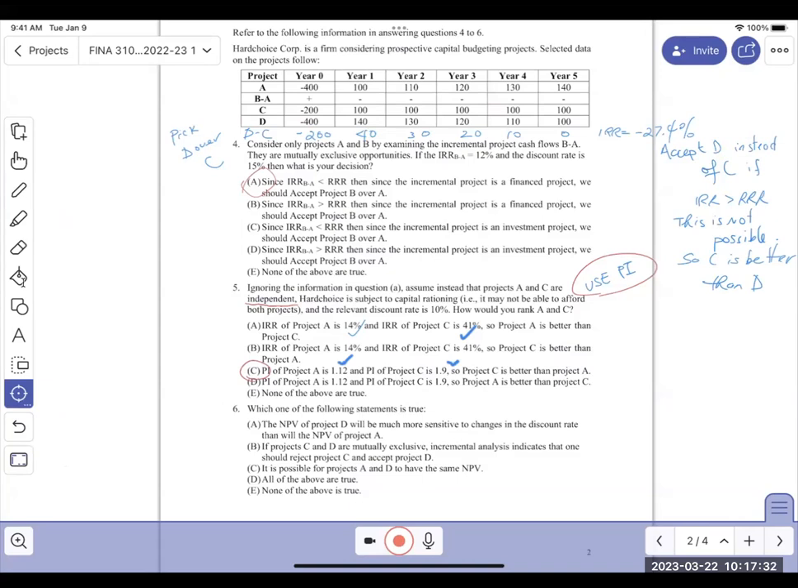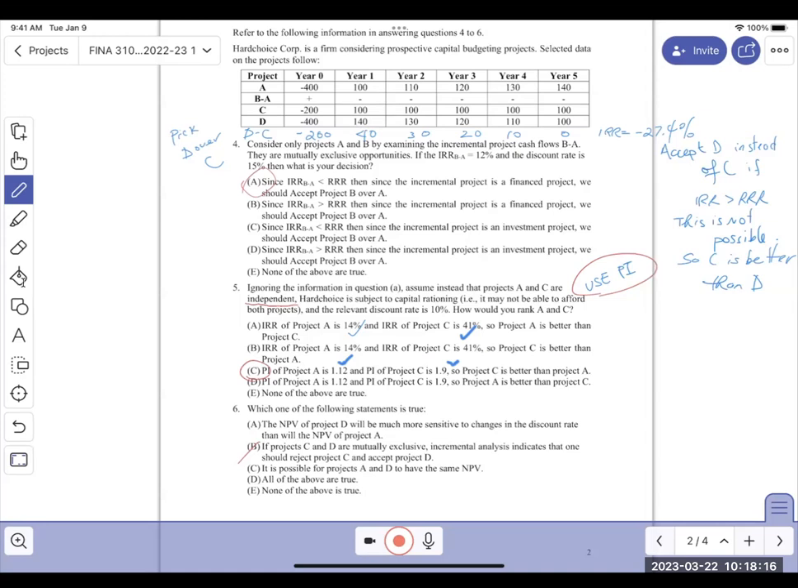NPV profiles. All right, so let's see what they say here. The NPV of project D will be much more sensitive to change in the discount rate. So we read that. Not necessarily, because they'll both be sensitive. If project C and D are mutually exclusive, incremental analysis indicates that one should reject C and accept D. In fact, we found out that that's not true. And then it is possible for project A and D to have the same NPV.